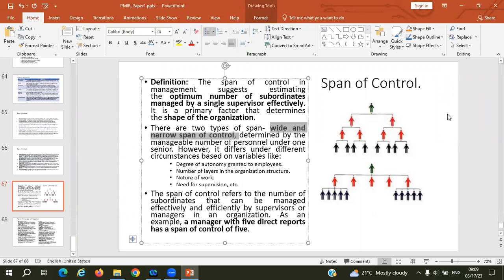And this depends on many factors. We'll read that in the last point. It is mentioned the span of control refers to the number of subordinates that can be managed effectively and efficiently. I told you these two words. Let me bold it: effectively and efficiently. You can manage many people, but you should manage effectively.